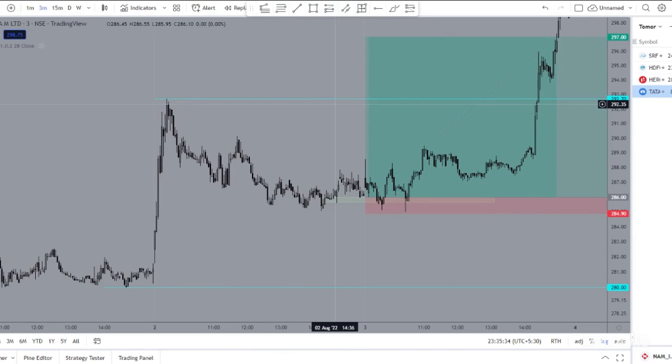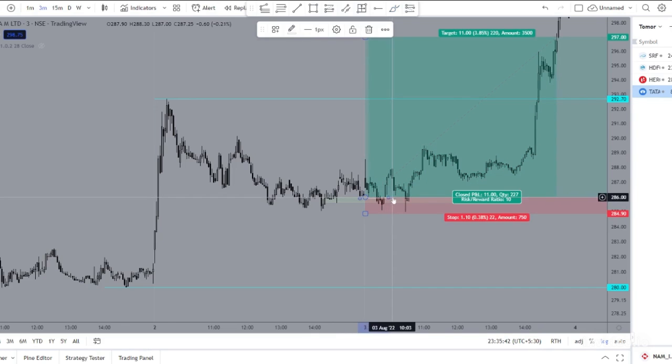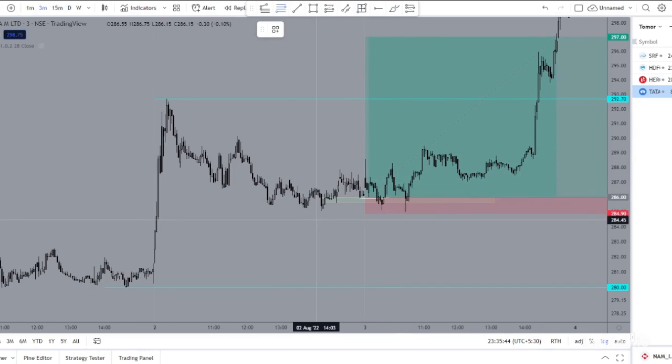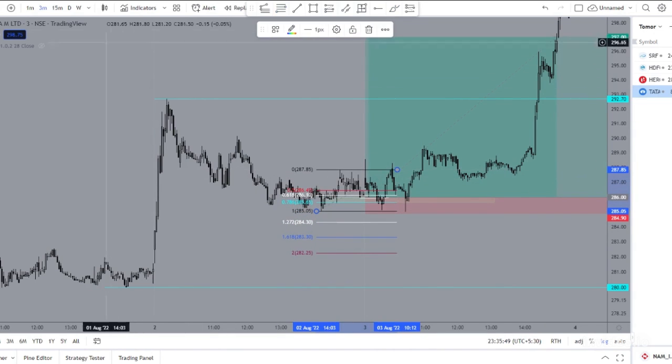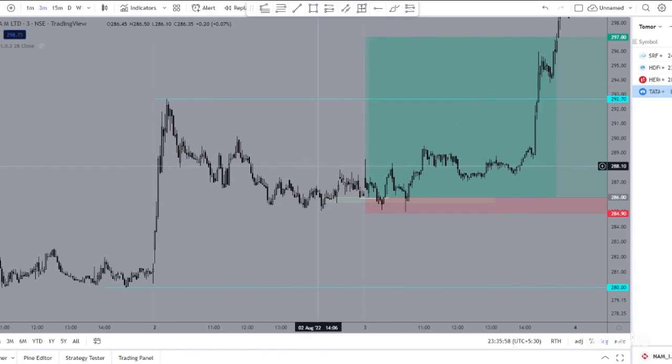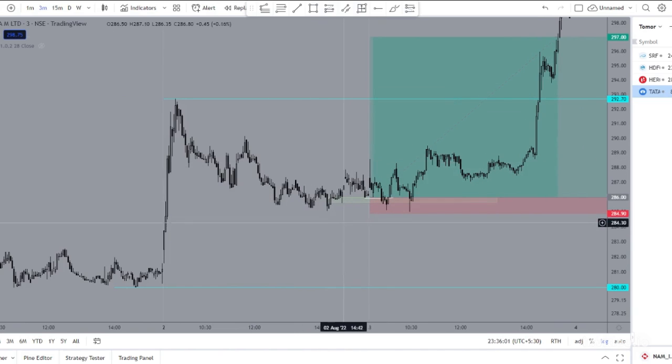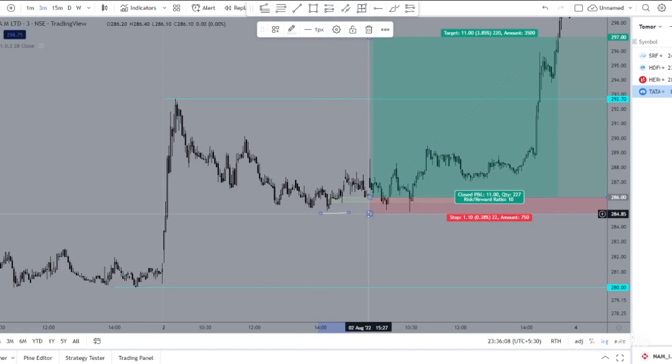So my entry point after seeing this was, no sorry, it was today. My entry was somewhere around this area. Why this area? Because I was watching this very small swing on the 3-minute chart, and 61.8 was coming somewhere around 286. So I entered somewhere around 286.1, something like that roughly, keeping my stop loss just below this swing. I think it was 284.9 if I'm not wrong.